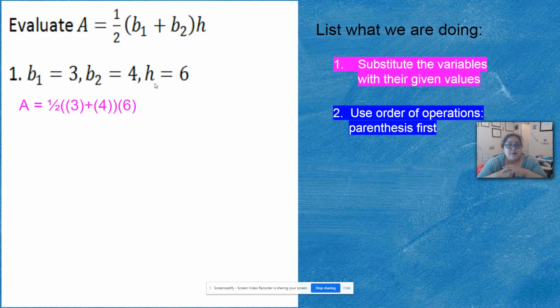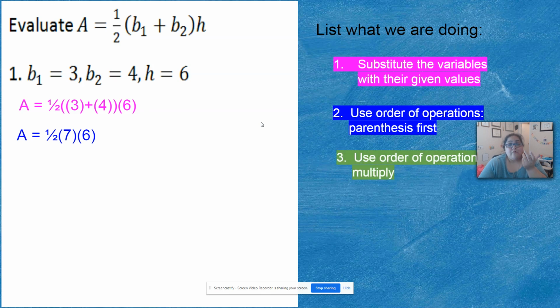The next thing I want to do is use order of operations, which is parentheses first. My parentheses would be my 3 and my 4, so that gives me 7. I do the operation that's inside. My third step is to use order of operations again and multiply. Remember, it does not matter the order that you multiply in. For me, I would multiply 7 times 6 first because I don't want to deal with decimals. I don't want to do half of 7. So I get 42, and then I take half of 42 because that's an even, pretty number. It gives me 21. So my answer would be A is equal to 21.